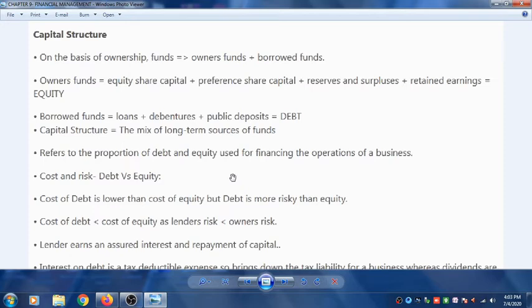Capital structure is basically the mix of long-term sources of the funds. And the capital structure refers to the proportion of the debt and equity used for financing the operations of the business. So capital structure basically means how much debt and equity is required, mix of both is required to finance the operations of the business.